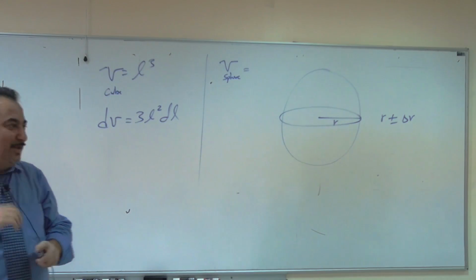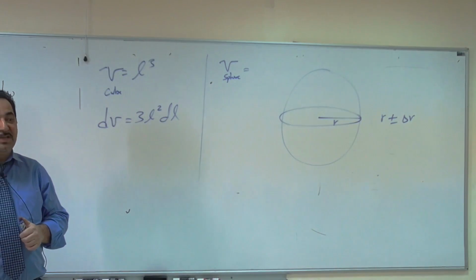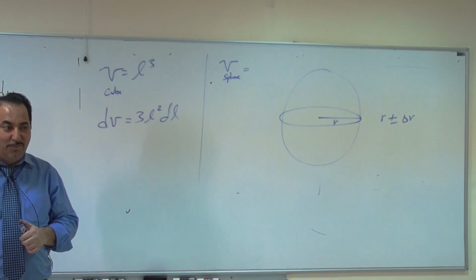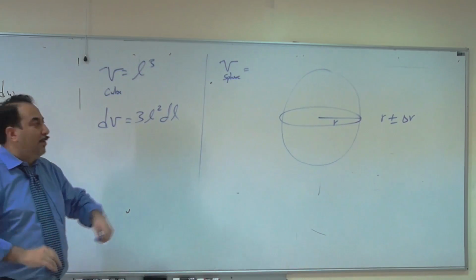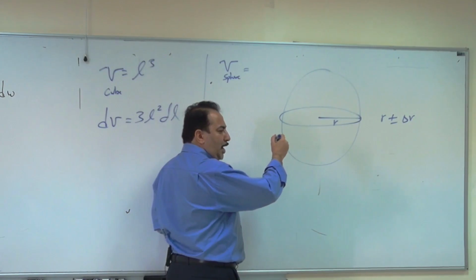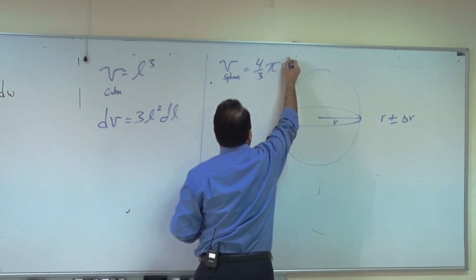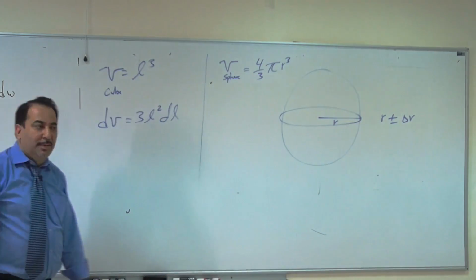There's no electricity in the day. We don't need the volume. I don't need the volume. No, you need the volume, because in density, you need mass over volume. So you need the volume. So what's the formula for the volume? 4 over 3 pi r cubed.